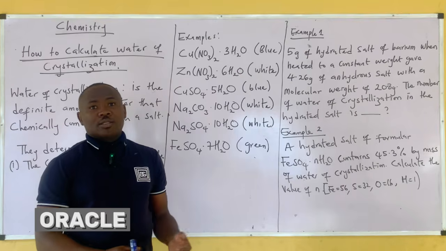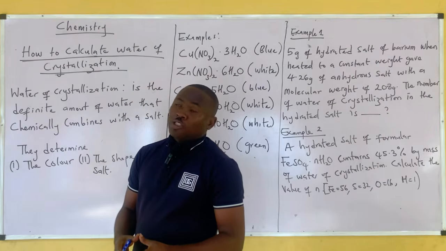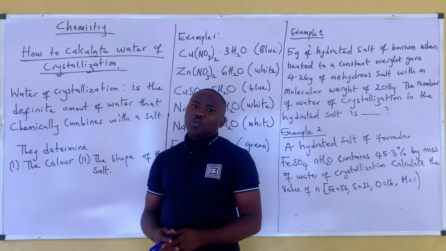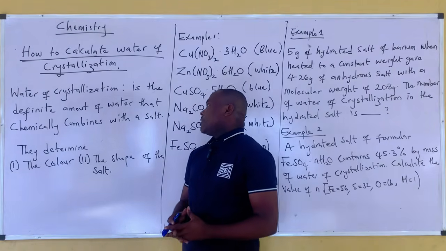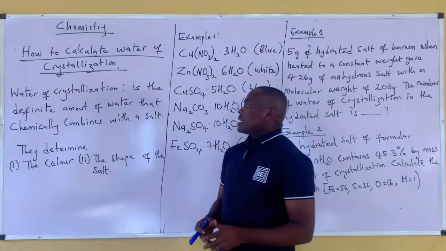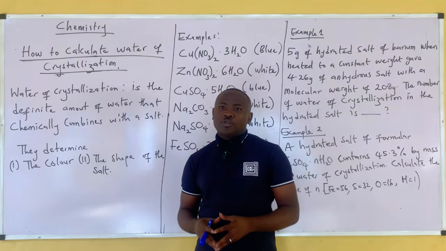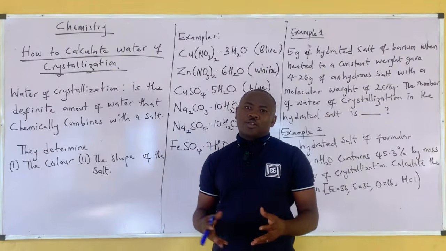Today we'll be looking at a calculational aspect of chemistry, which is how to calculate water of crystallization. What is water of crystallization? It is a definite amount of water that chemically combines with a salt. A definite amount of water molecules that definitely combines with a salt.